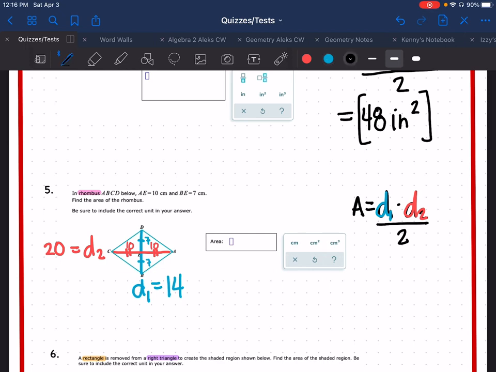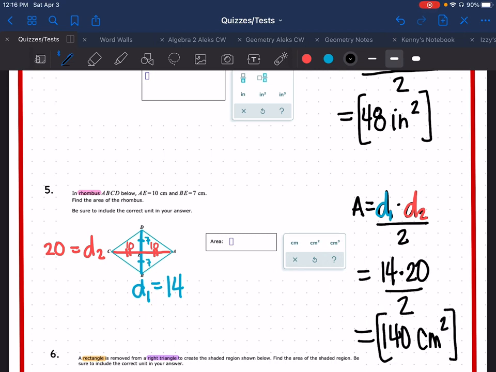Now we know what we needed to know for the area, and let's plug it in. 14 times 20 divided by 2, 140 centimeters squared. I was looking for that unit.